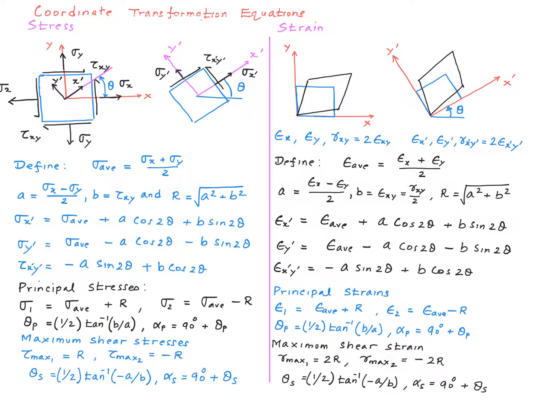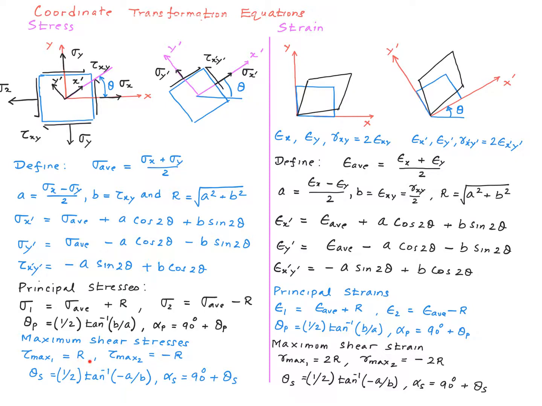In the two-dimensional state of stress, there are two principal stresses, sigma 1 and sigma 2, which are given by these equations. We also calculate two angles, theta p and alpha p, one of which is supposed to go with one of these, but we don't know which one goes with what, right? So I'll make a comment about that in the next slide.